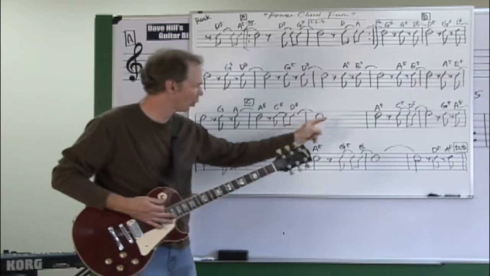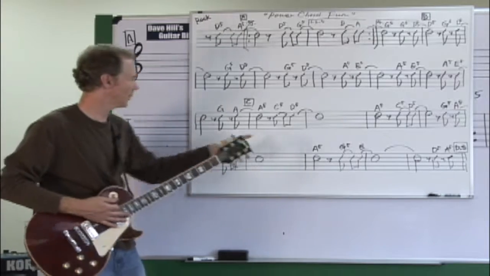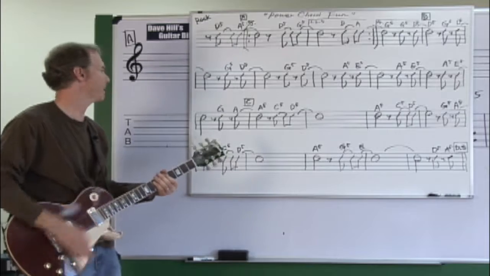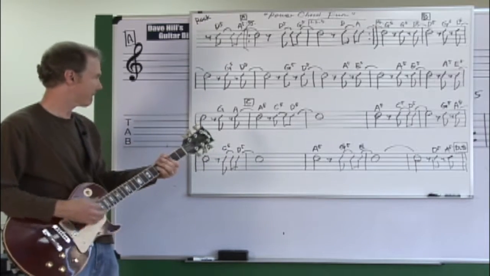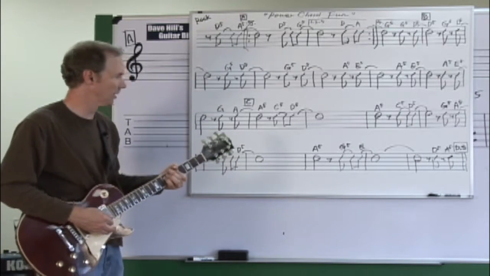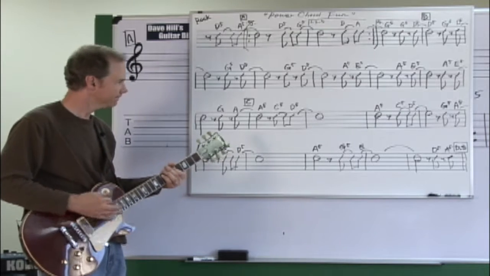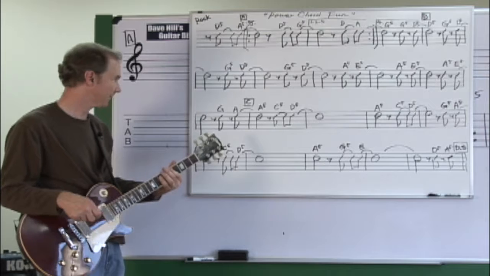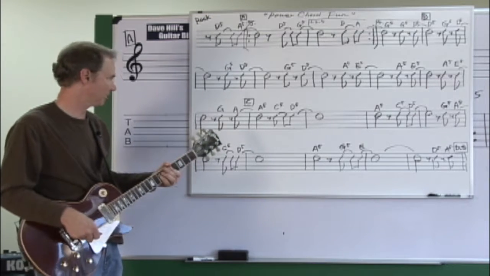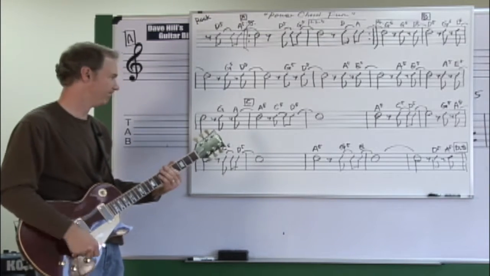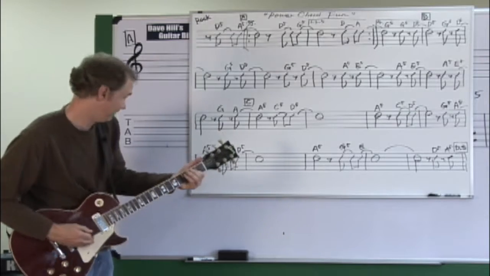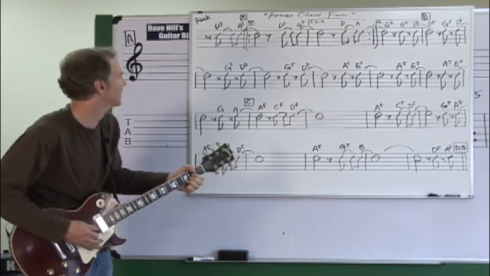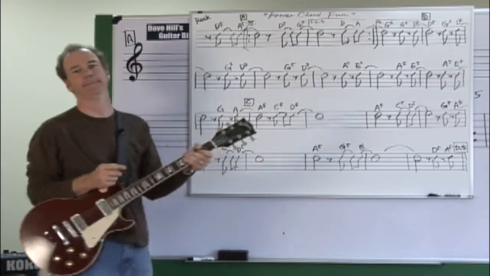I let a chord ring a little longer here. And that means I let it ring for the whole bar here. So I'm going to go like this. 2, 3, 4. 2, 3, 4. 2, 3, 4. 2, 3, 4. 1, 2, 3. And we're back to the top.